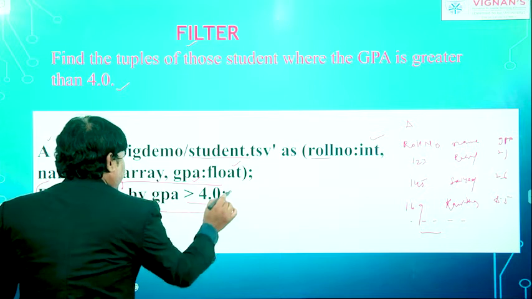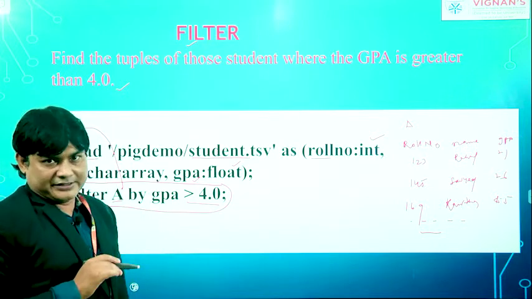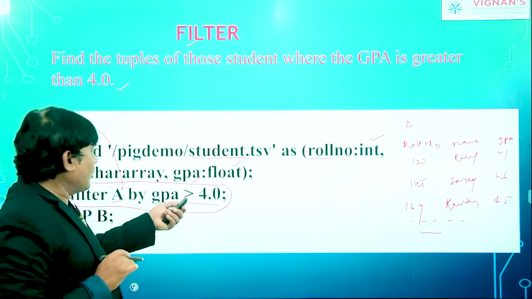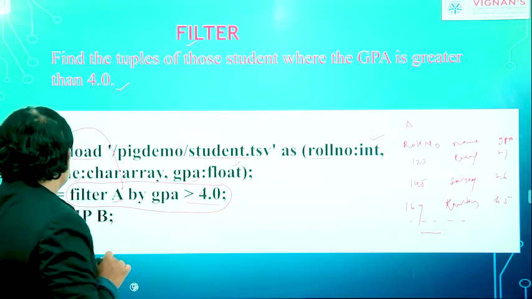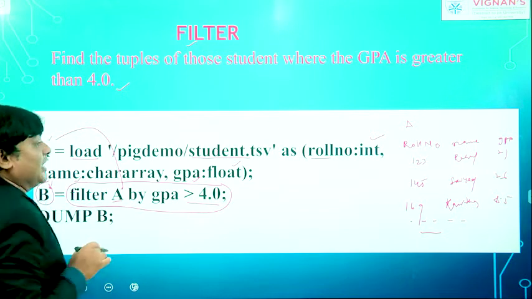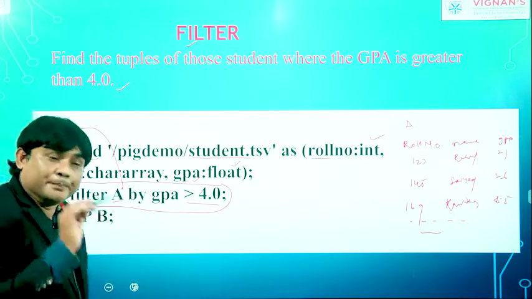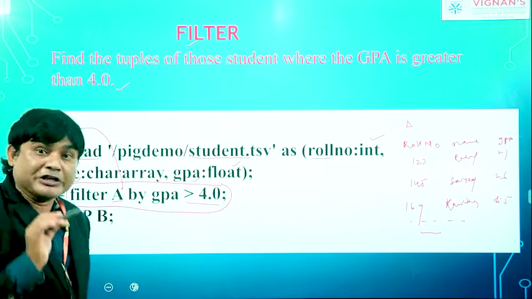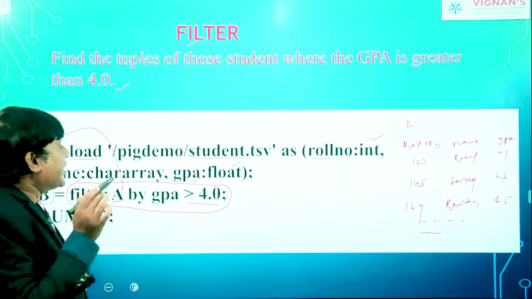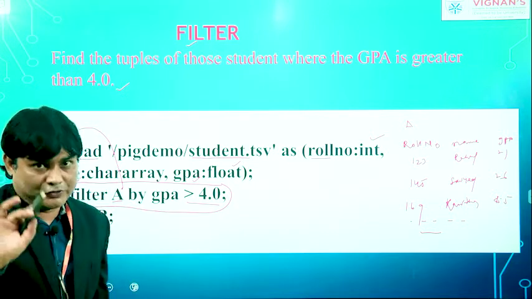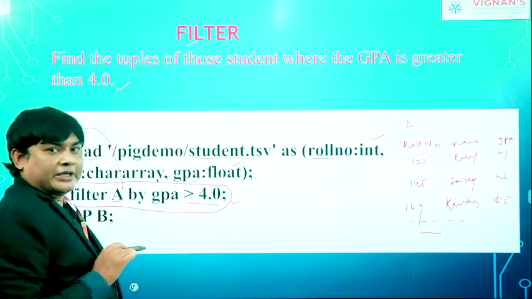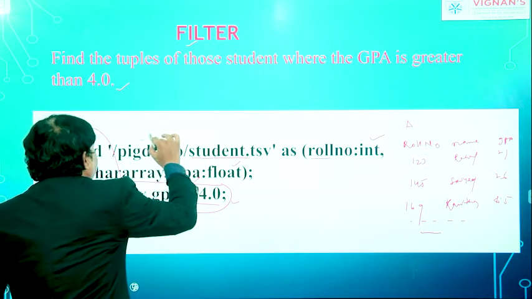And after doing the transformation, where are you going to store it? Into which relation? Into relation B. Now B is holding the tuples of the students who have GPA greater than 4.0. So here my transformation is completed, and my loading is already completed.